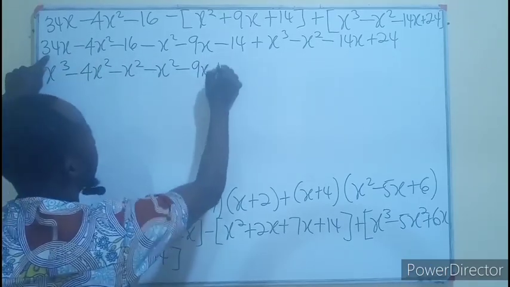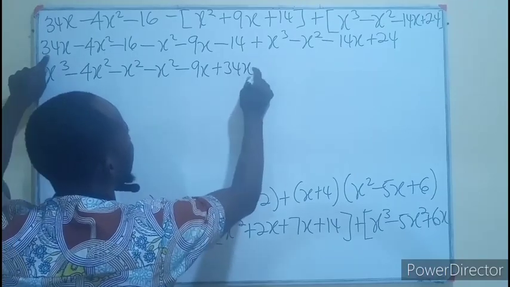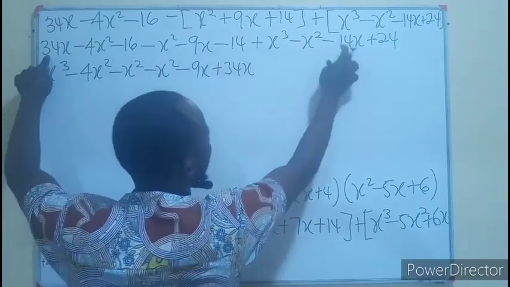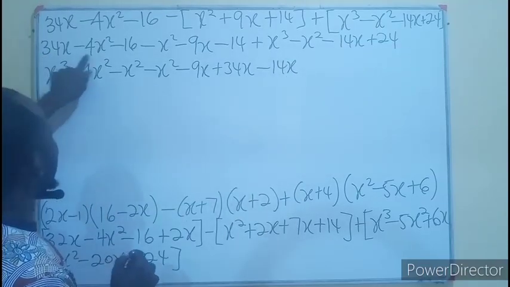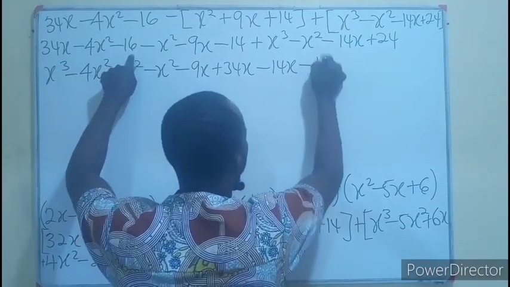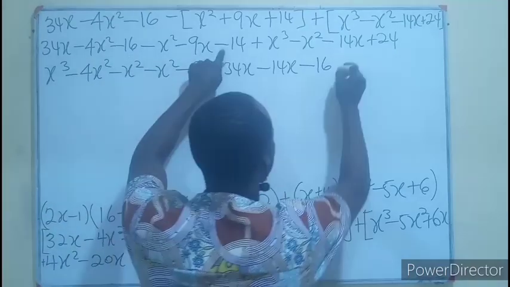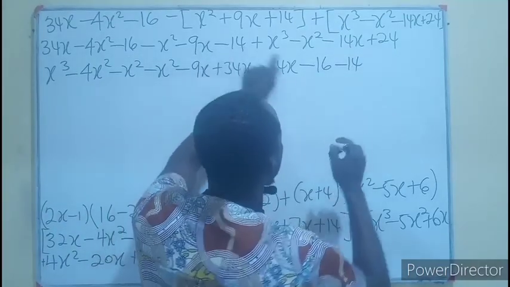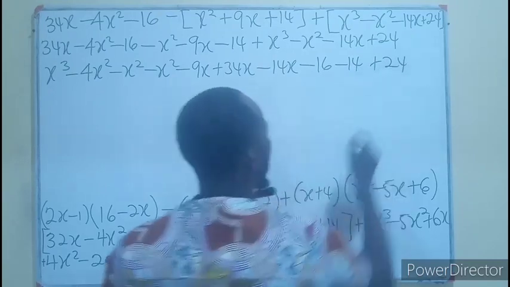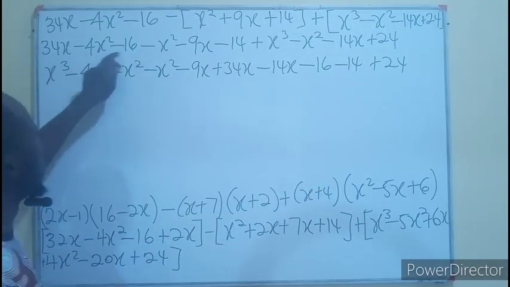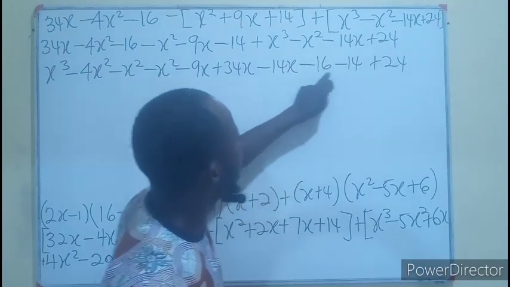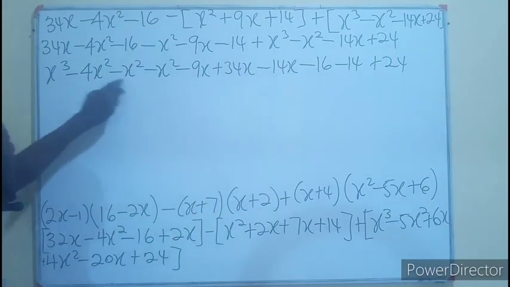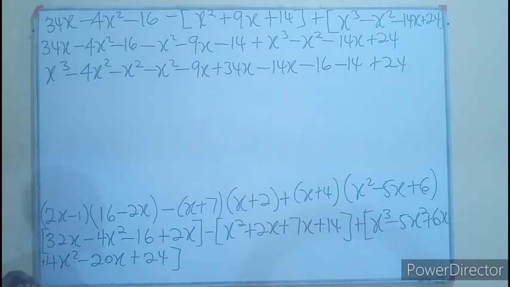Okay, I think this will come 34x, minus 14x, minus 16, minus 14 plus 24. Let's see the terms. 1, 2, 3, 4, 5, 6, 7, 8, 9, 10. Beautiful. So now let's simplify them together and see.